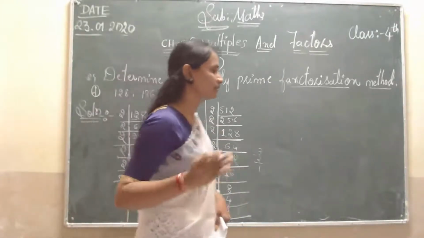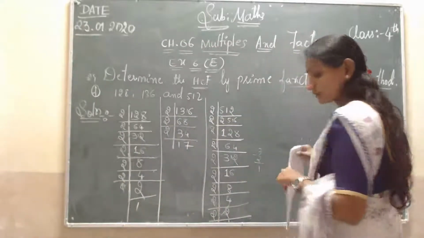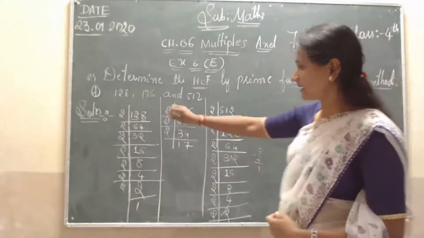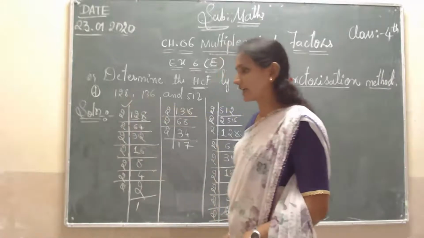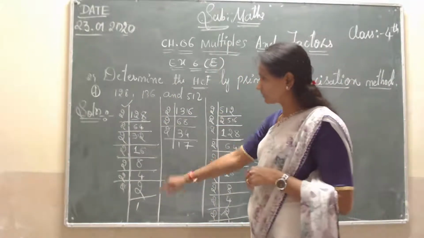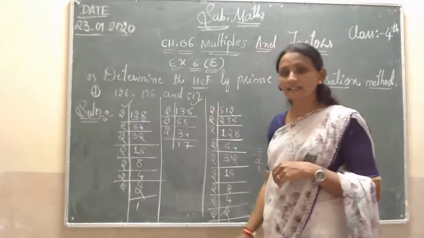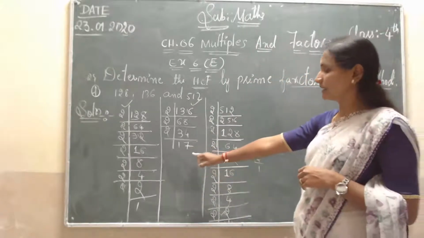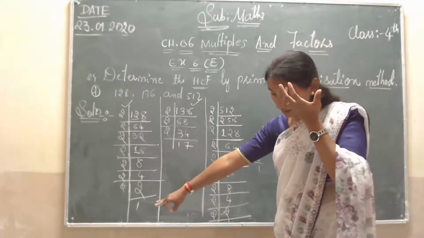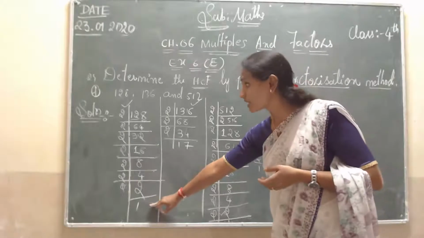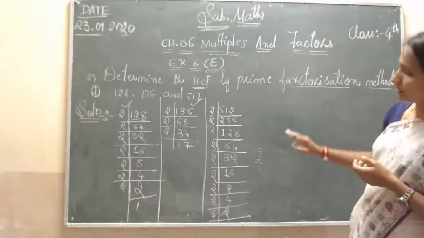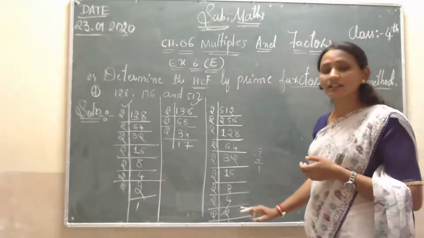Students, the remainder will be left as 0. You observe it first. Already I solved 128 in the factorization method. So how many times is 2 multiplied? Next is 136. So 17 will be the remainder. So there is no remainder left for 128, and for 552 we will get the remainder 0.